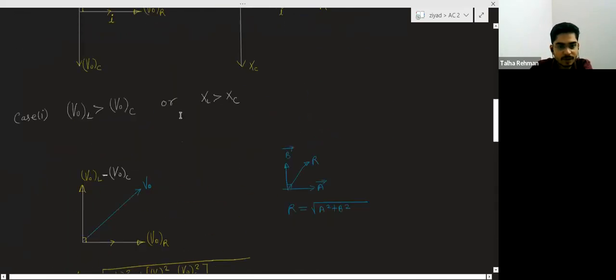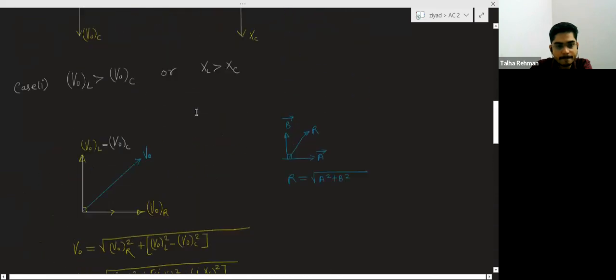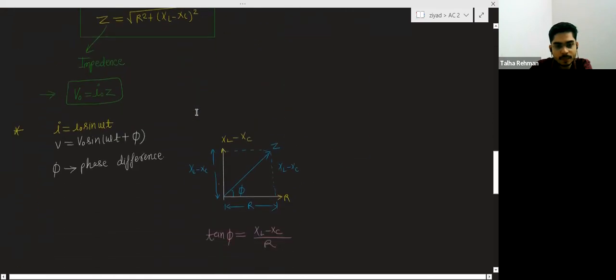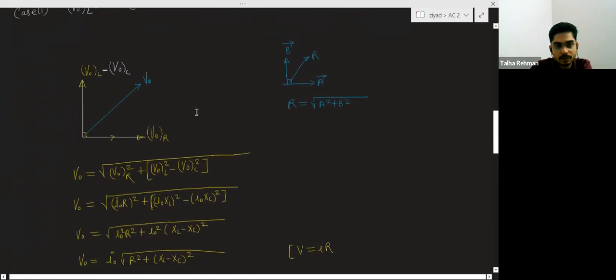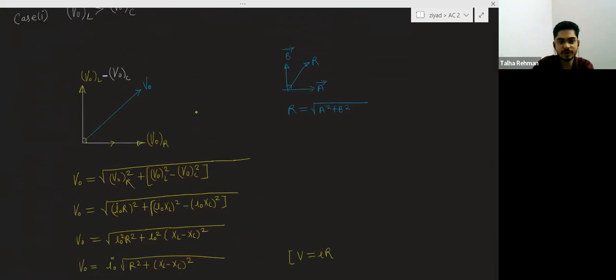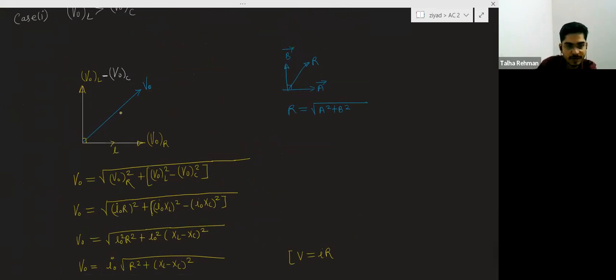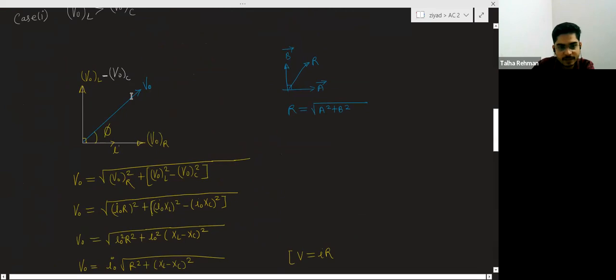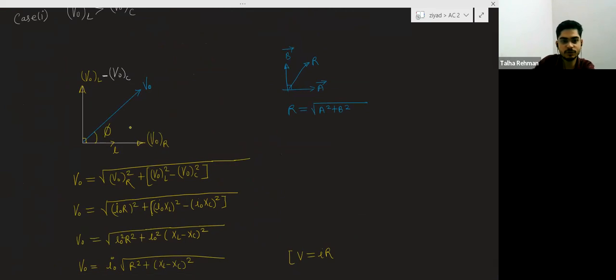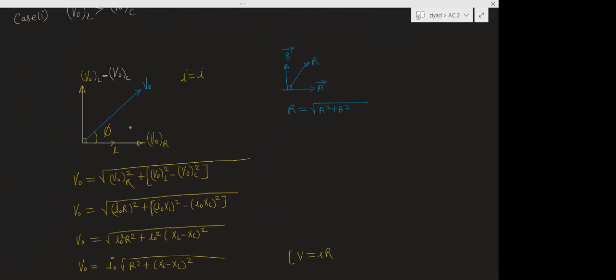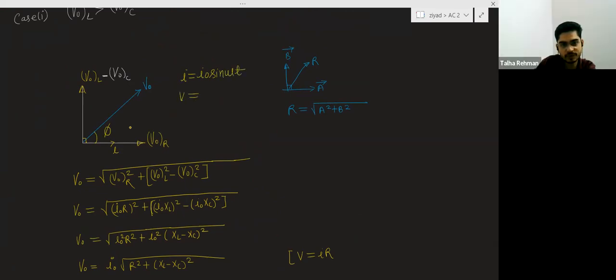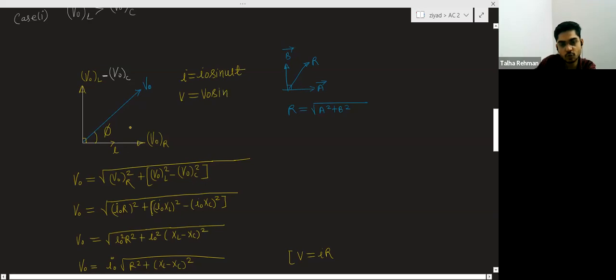And see here, this is your V naught. So this will be the direction of the I, and here is this phi. So here the voltage is leading the current by phi. Voltage is leading the current by phi. So you can write the equation of the current: I equals I naught sine omega t, and for the equation of the voltage you can write V equals V naught sine omega t plus phi.